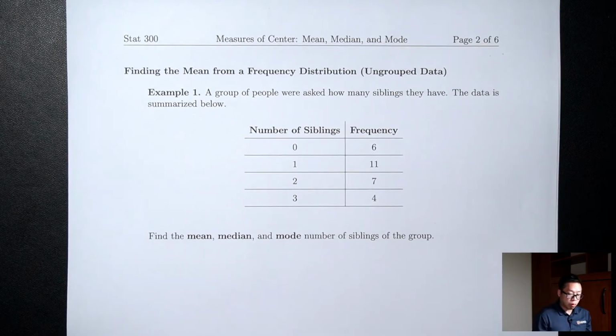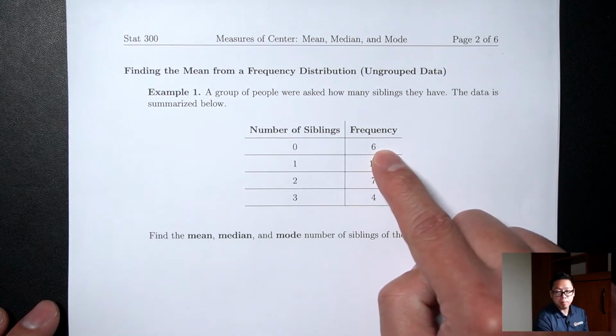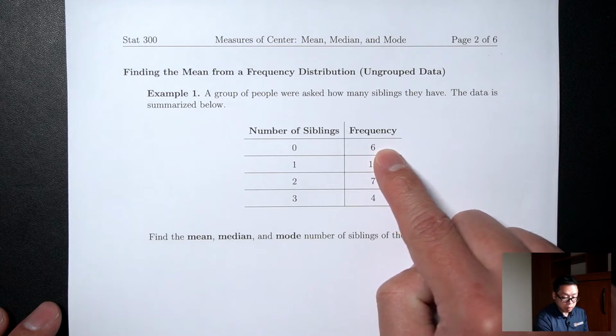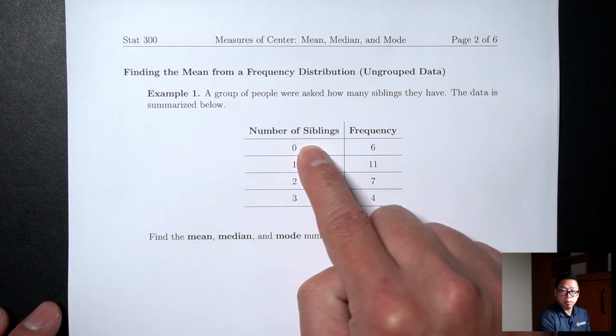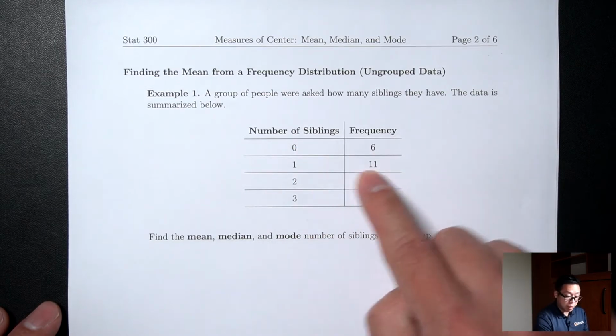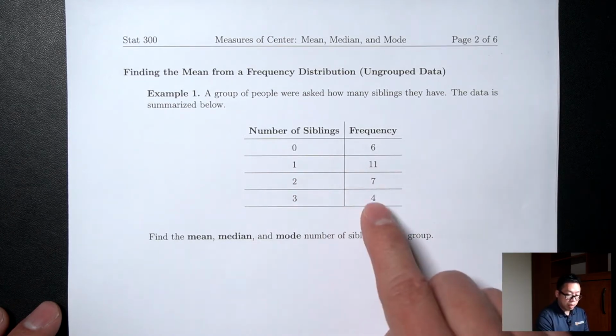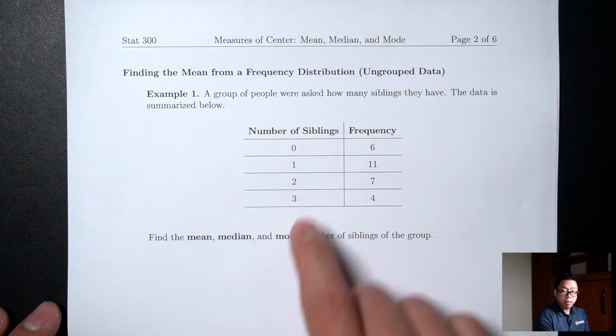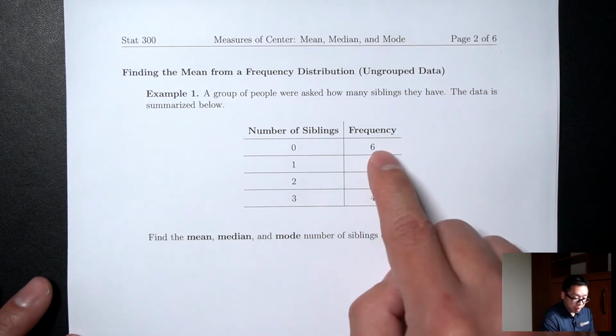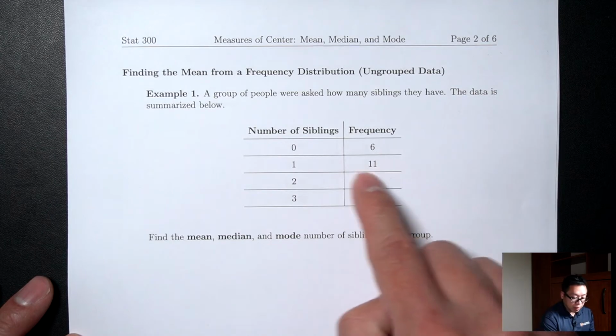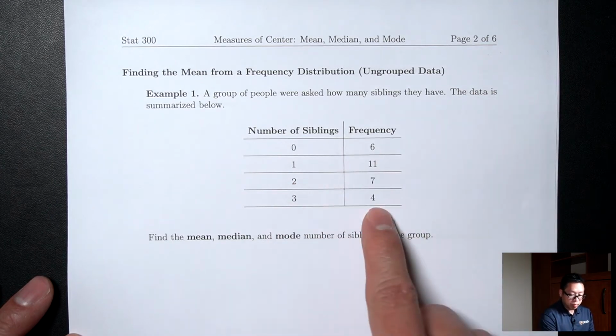The idea, like I said before, is in order to find a mean, median, mode, we have to go back to the original raw data. And the question is, what is this table telling me about the original raw data? What does the 6 mean? The 6 means that there are 6 people who said that they have 0 siblings. There's 11 people who said that they have 1 sibling. There's 7 people who had 2 siblings and 4 people who had 3 siblings. That means that in my original data, I have 6 zeros. I have 11 ones, 7 twos, 4 threes.